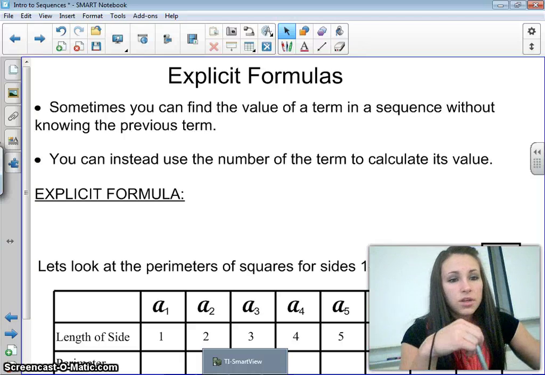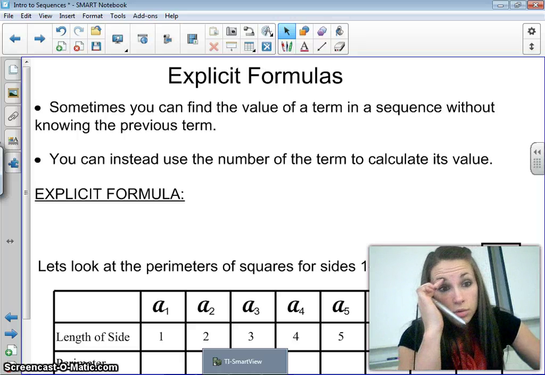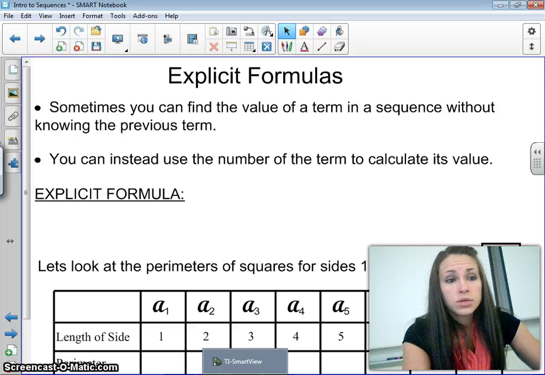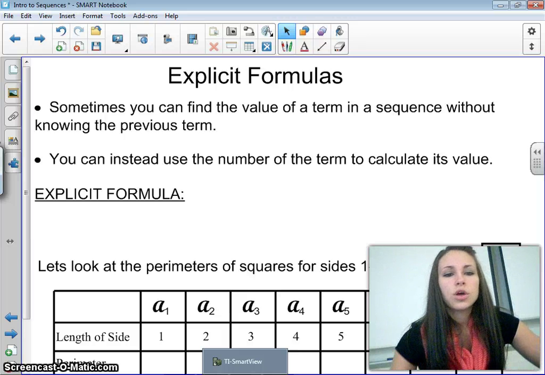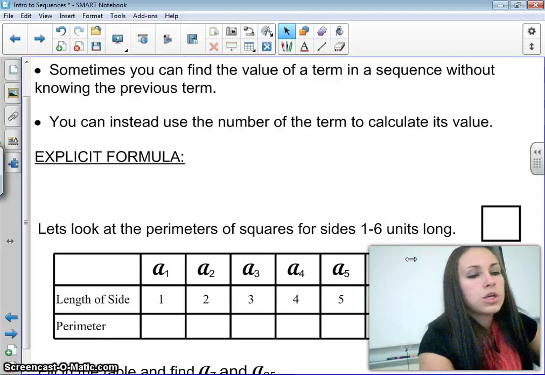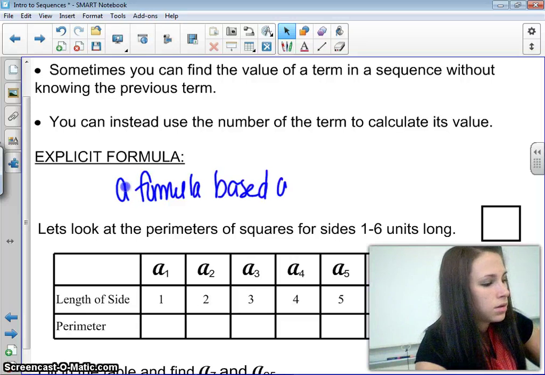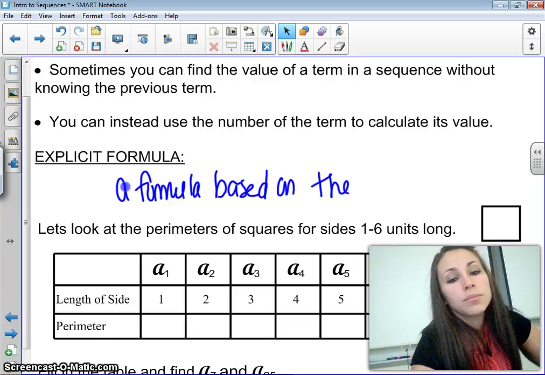Okay, so in the last video we did recursive formulas. Now we're going to do explicit formulas. Sometimes you can find the value of a term in a sequence without knowing the previous term. Instead you can know the number of the term to calculate its value. So an explicit sequence is just a formula based on the number of the term.